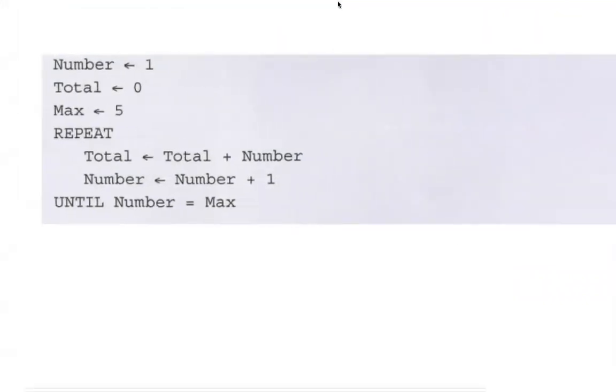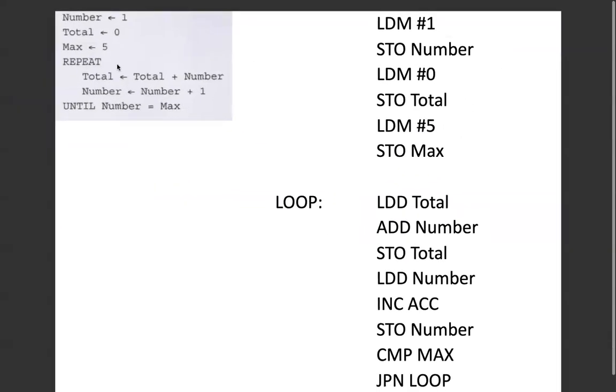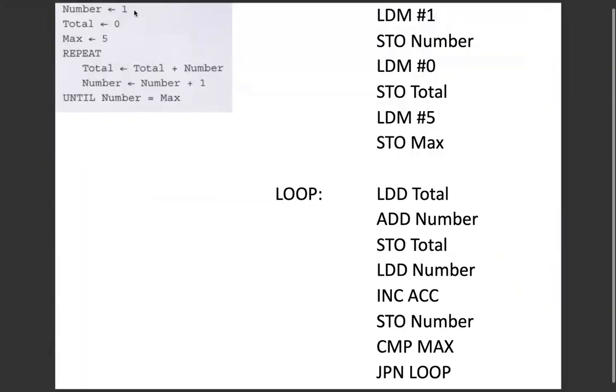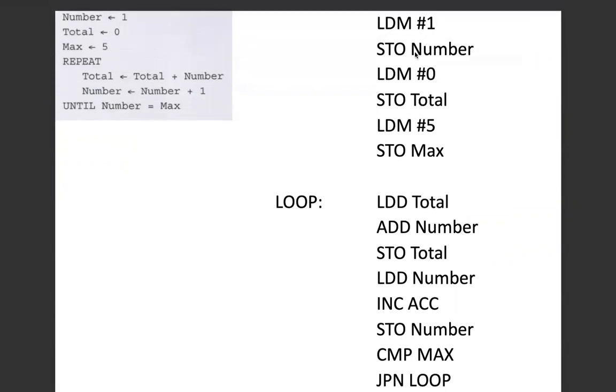Now, this is an example over here. For this, we will first have to load #1 and store it to number. Assigning a value is quite simple. Simply load the immediate address using 1, and store it into that number, that address.